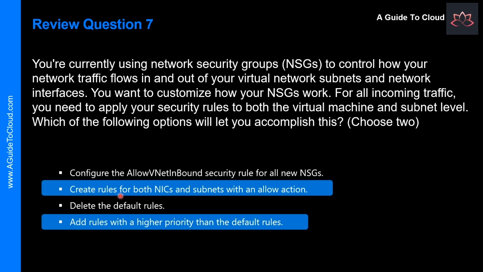So you should add rules with higher priority than the default rules if needed, as you cannot delete the default rules. Also, in order to meet the requirement to apply security rules to both VMs and subnet level, you should create rules with an allow action for both. And there is no need to configure the allow VNet inbound rule, as it is a default rule for any new security group you create.